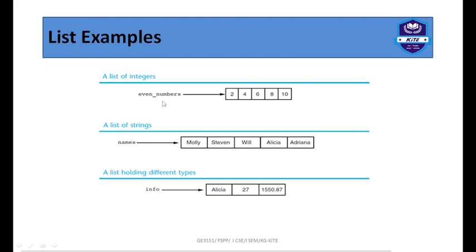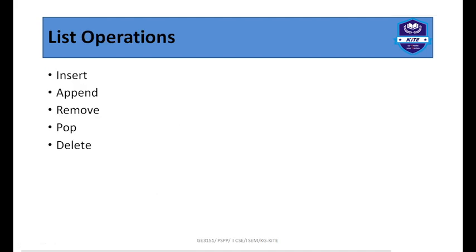The first list is named even numbers, which contains only even integers, and the second list, called names, contains only string items. The third list is a heterogeneous list where we can find items of different types. The first item is of string type, the second is integer type, and the third one is of float type.